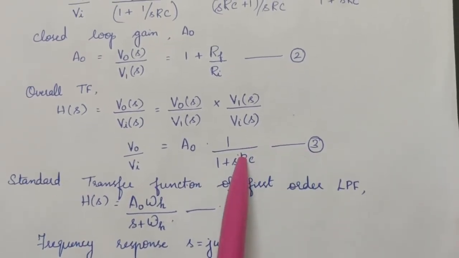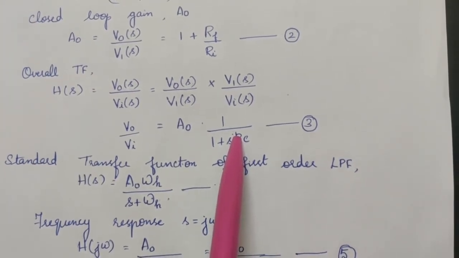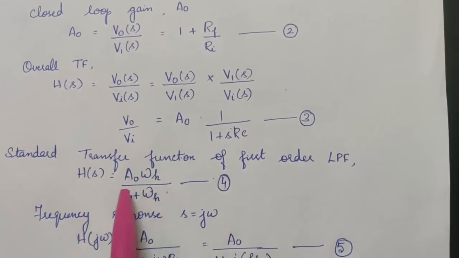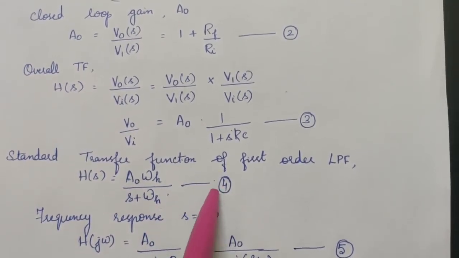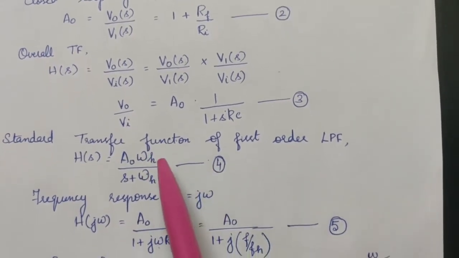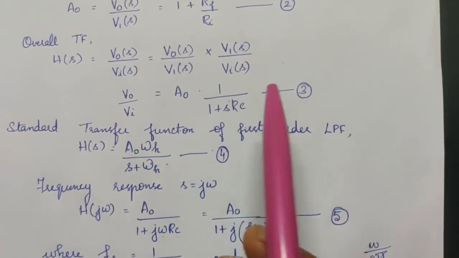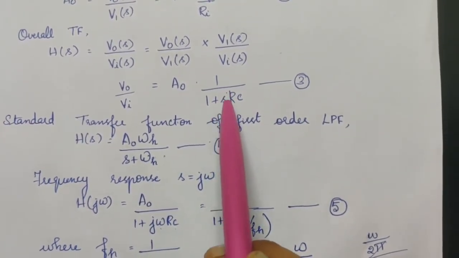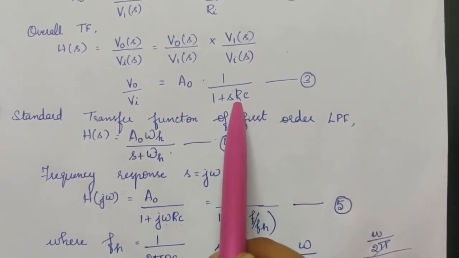This is similar to the standard transfer function of the first order low pass filter, that is H of S equals A0 omega H by (S plus omega H). Consider this as equation number 4, where 3 and 4 are similar. In equation number 3, we are going to substitute S as J omega to obtain the frequency response.